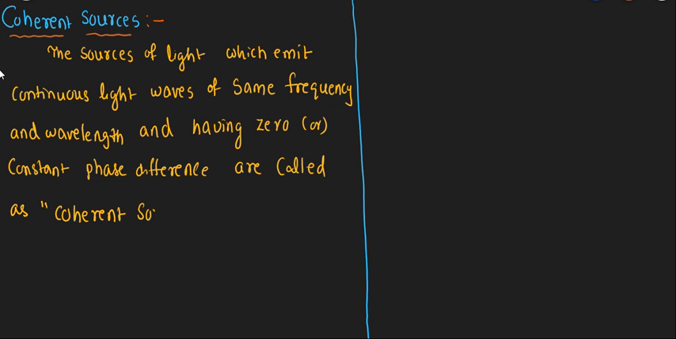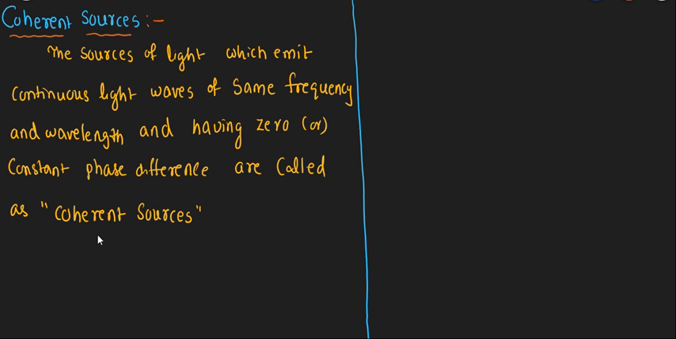What are the coherent sources? Coherent sources are the sources of light waves which emit continuous light waves of the same frequency and the same wavelength, and they should have zero or constant phase difference. Such sources of light waves are called coherent sources.